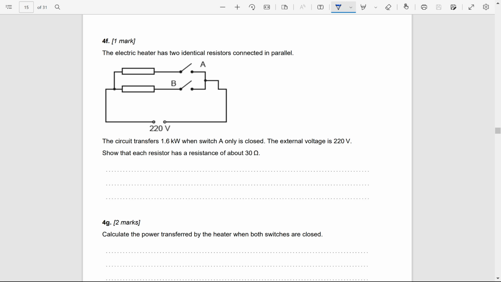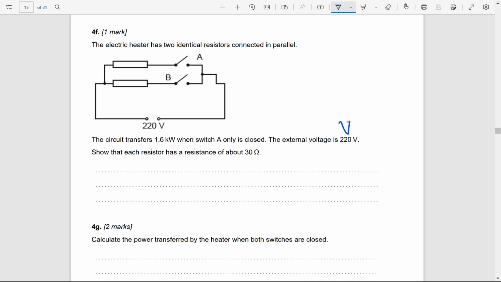The question now moves on to electricity. We've got a voltage here. We've got a power, and they're asking for resistance. So we've got two resistors connected in parallel, and we need to link power, voltage, and resistance together. Now, power is voltage squared divided by resistance.